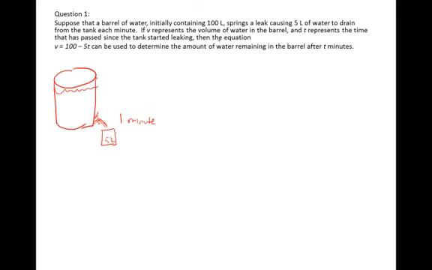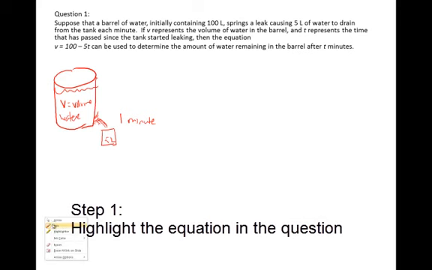If V represents the volume of water in the barrel, so there's V here, which represents how much water is still in the barrel. So this is the volume of water that is still remaining inside the barrel. And T represents the time that has passed since the tank started leaking. Then the equation V equals 100 minus 5T can be used to determine the amount of water remaining in the barrel after T minutes.